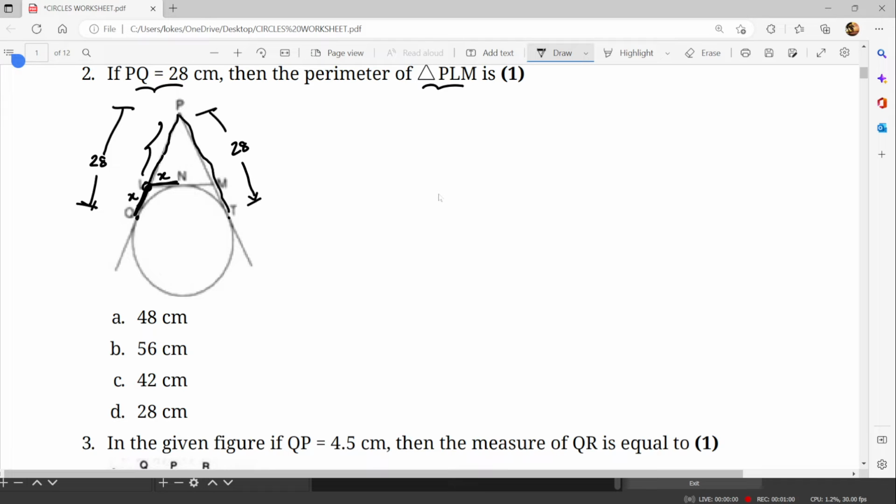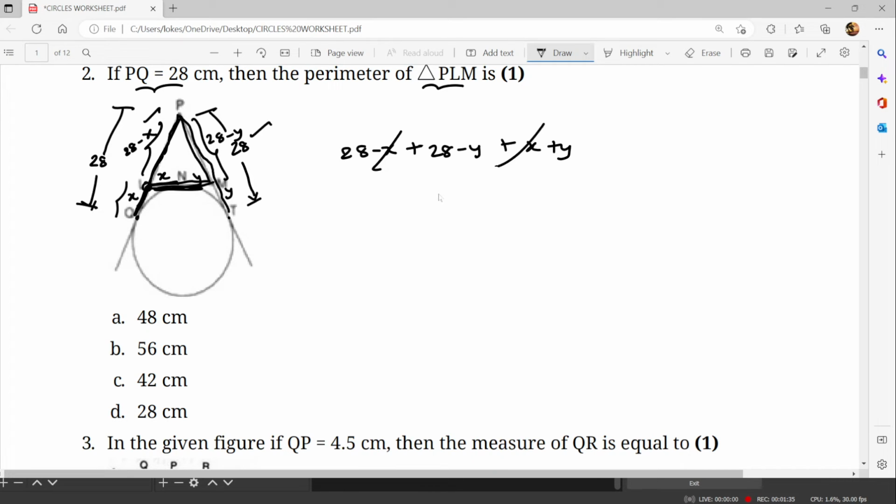And PL will be 28 minus X, because the total is 28, and if X is removed, what remains is 28 minus X. In the same way, this is 28; let this be Y, so this would be Y, and this becomes 28 minus Y. So now the overall triangle will be 28 minus X plus 28 minus Y plus this whole X plus Y. Perimeter means the sum of all sides. Now if you observe carefully, minus X minus Y plus X plus Y gets cancelled. The answer is 56 centimeters.